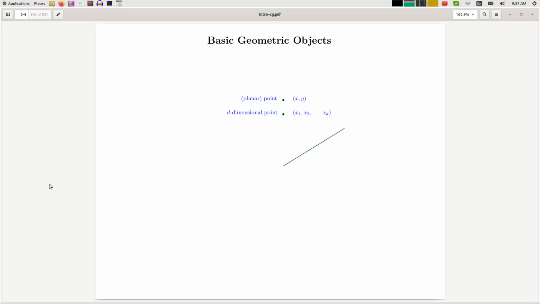And the next object we're going to look at is a line. So how can we represent lines? Well, if you come from high school, you know you can represent a line in two dimensions using this formula. Given two values, a and b, a point capital X, capital Y is on the line if y equals ax plus b.